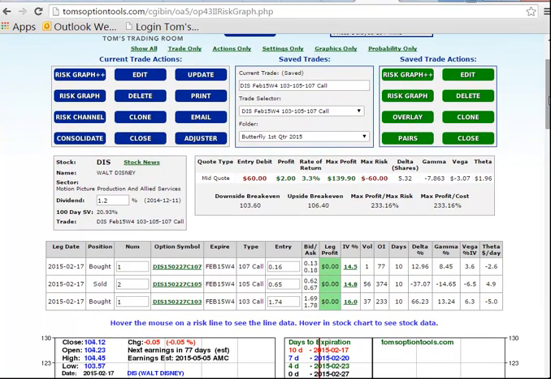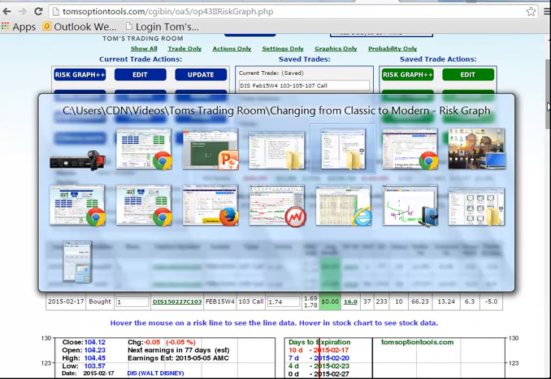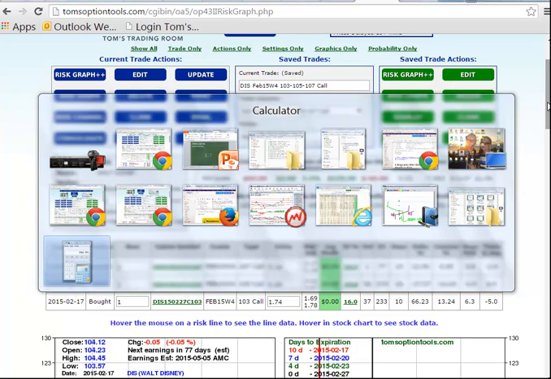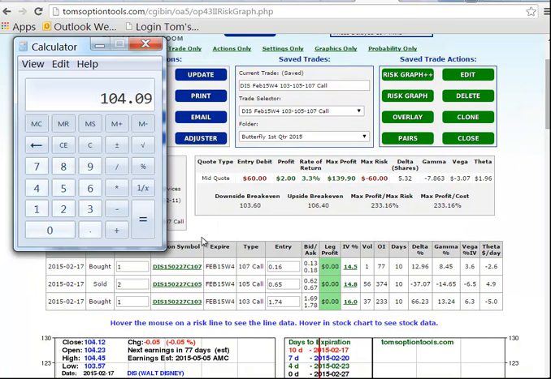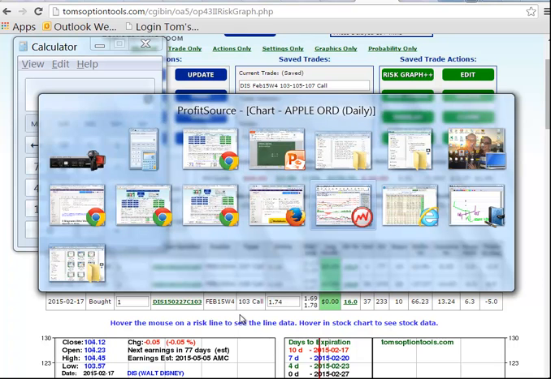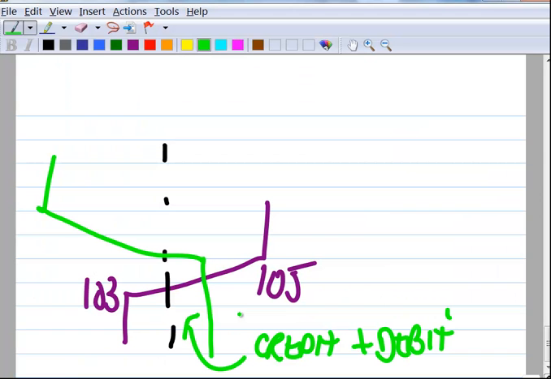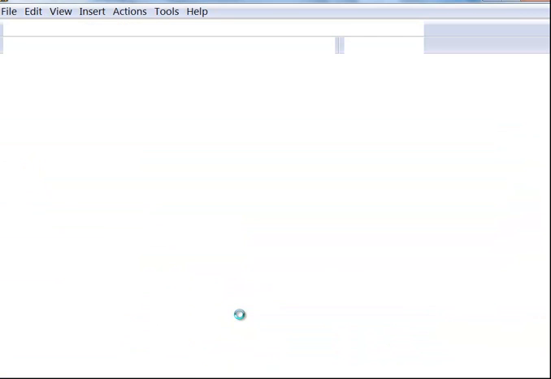So let's go through the math there of how it comes up to be $60. First let's talk about the pieces of the trade. On a butterfly, it's got 3 legs. So let's draw a picture of the 3 legs.